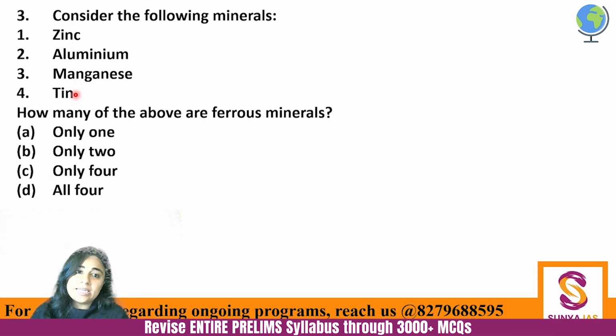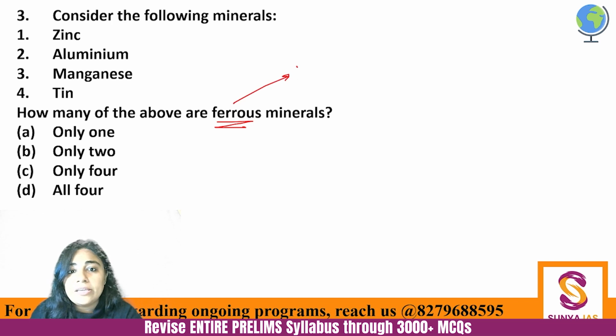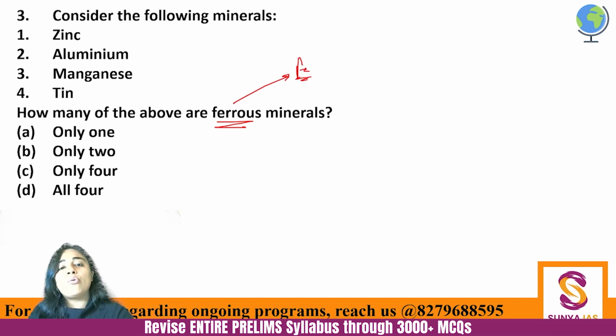Next, consider the following minerals and how many of the above are ferrous minerals: zinc, aluminium, manganese and tin. What is a ferrous mineral? Ferrous mineral is basically a mineral which has iron in it. Ferrous means iron, you know, Fe, ferrous is iron. So ferrous minerals will have iron in it.